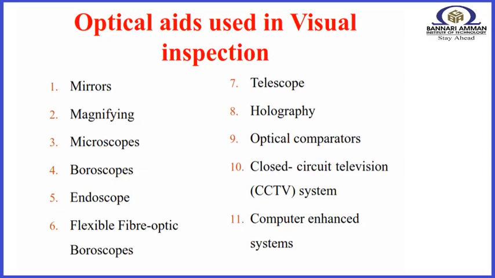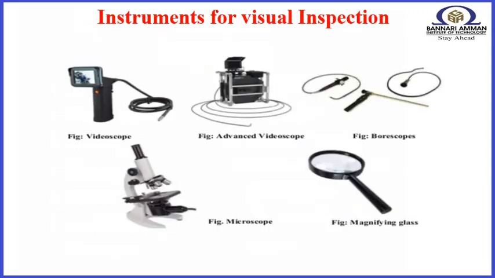At times, direct observation is impossible and remote viewing is necessary, which requires the use of optical aids. Optical aids for visual testing range from simple mirrors or magnifying glasses to sophisticated devices, such as closed-circuit television and coupled fiber optic scopes. Instruments for visual inspection: videoscope, advanced videoscope, borescope, microscope.